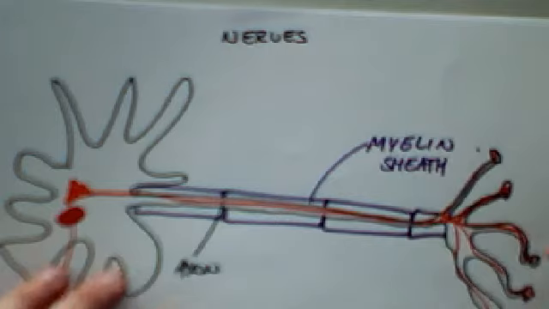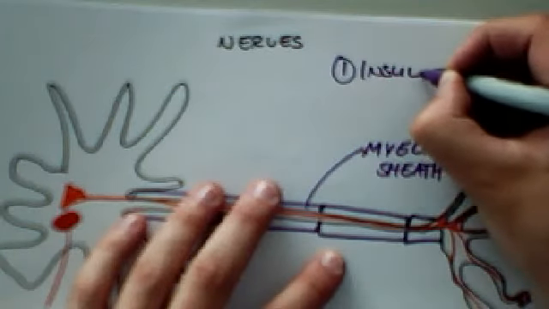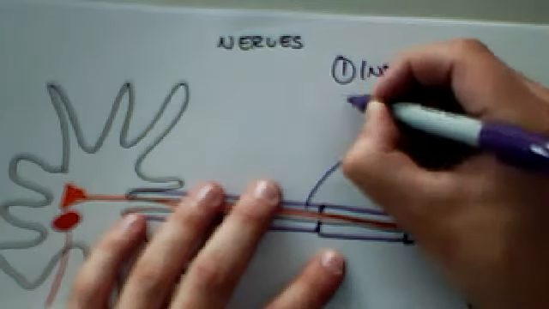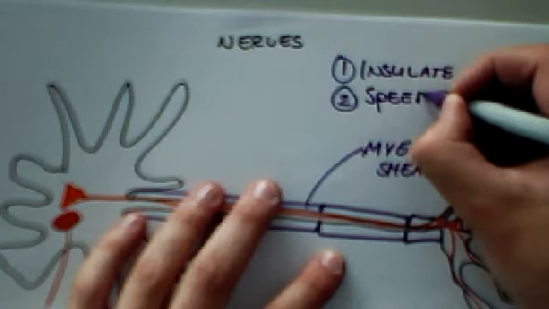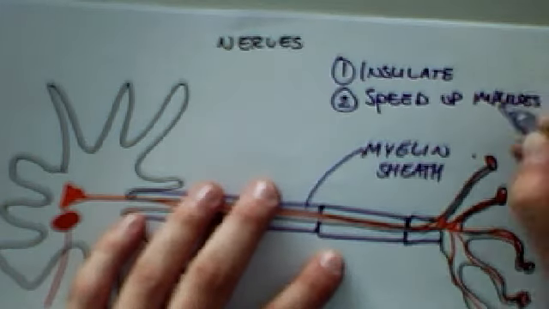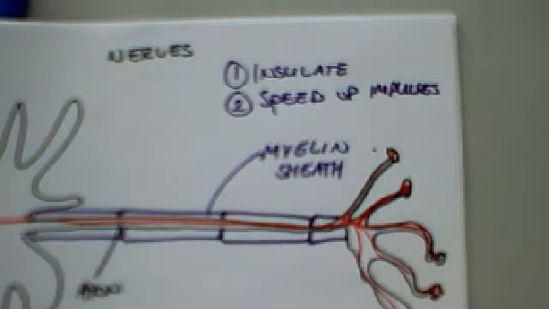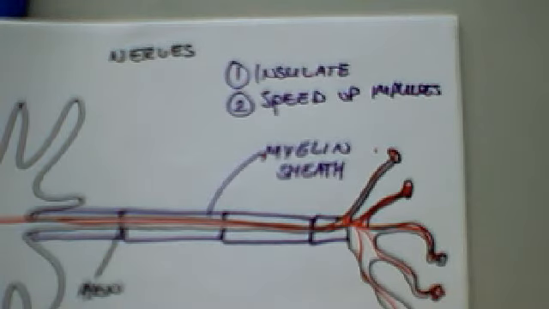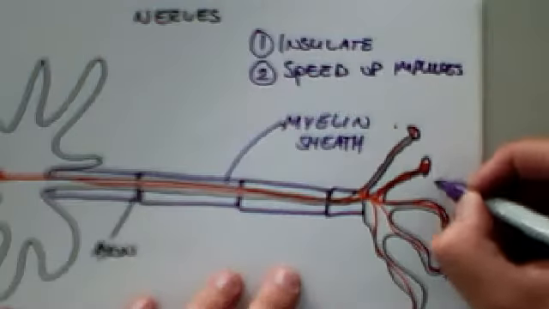And the function of my myelin sheath is to, 1, insulate the axon, 2, speed up impulses. Alright? So the function is to insulate my axon, to speed up impulses. Down here in my dendrons, this is where my synapses are.